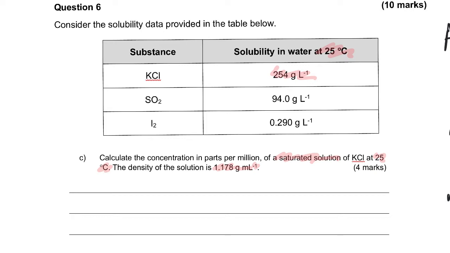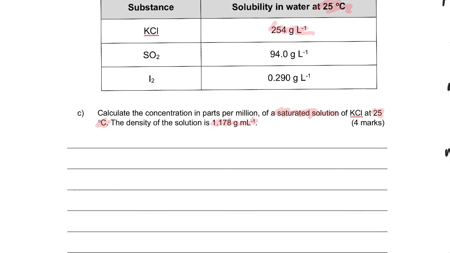Now, the important thing to remember is that parts per million is equal to the mass of the substance, which in this case will be KCl, in milligrams, over the mass of solution in kilograms. Now, we don't have the mass of anything, and we don't even have the solution mass, right? So we've got to start working out how to get those two things.